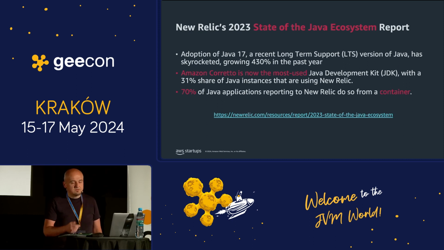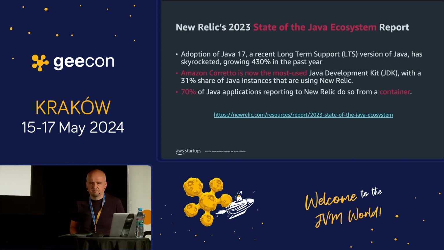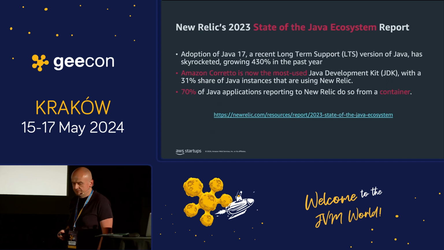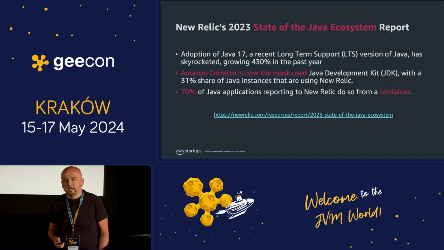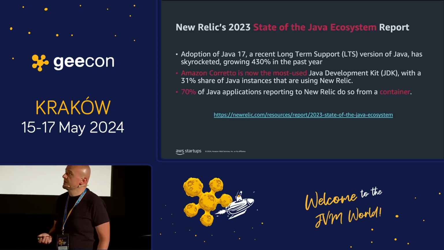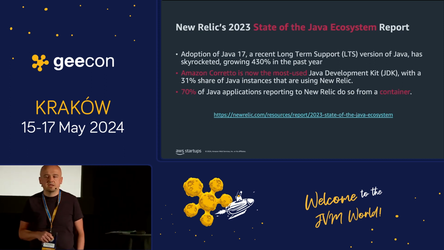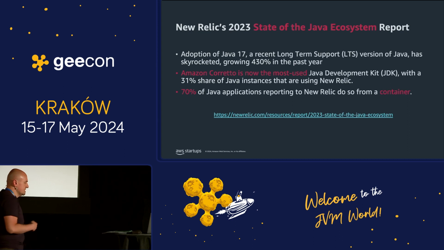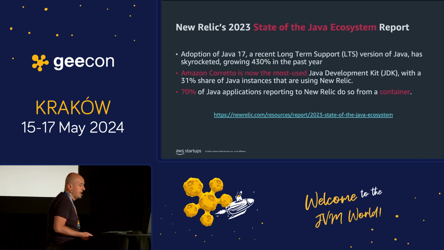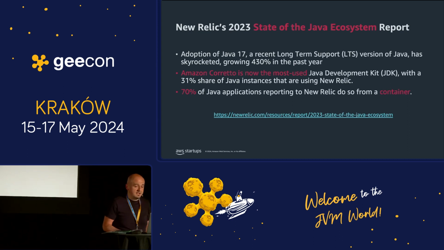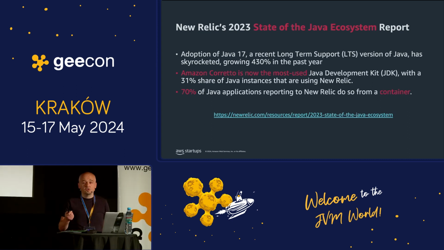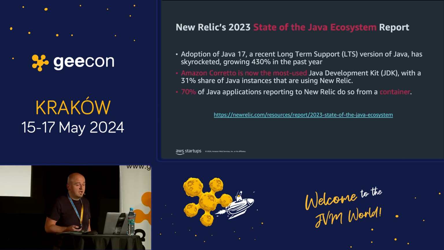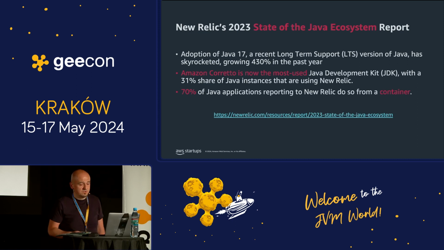One of the ways to actually find out how popular it is, is by checking the information from other service providers. So there's a nice New Relic report for 2023, and it's obviously quite biased, and I will tell you why it's biased. It says that based on the information that New Relic has, 31% of the Java instances that do use New Relic, that's an important remark, actually use this particular distribution, Amazon Corretto. Why is it biased?